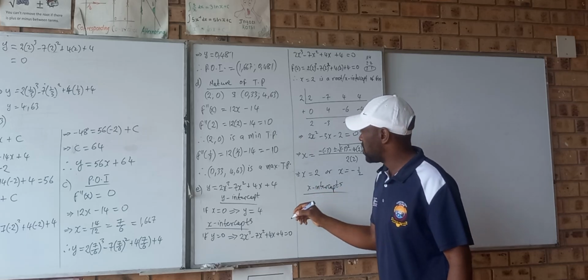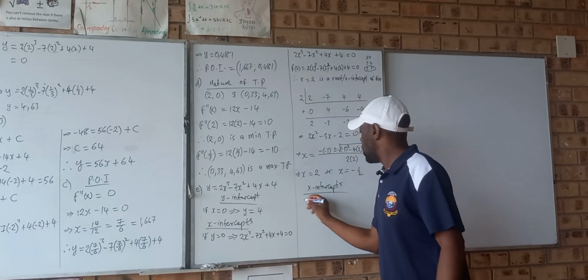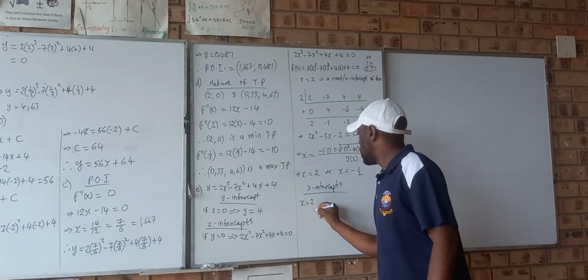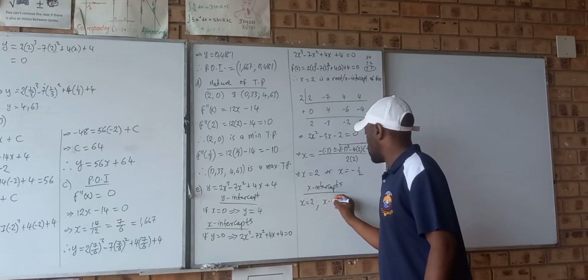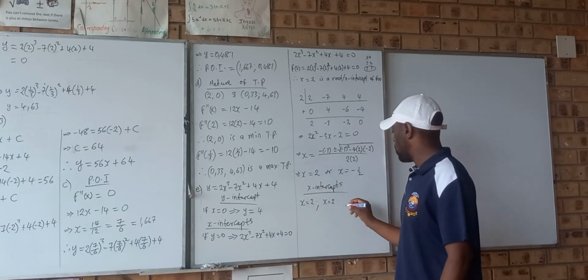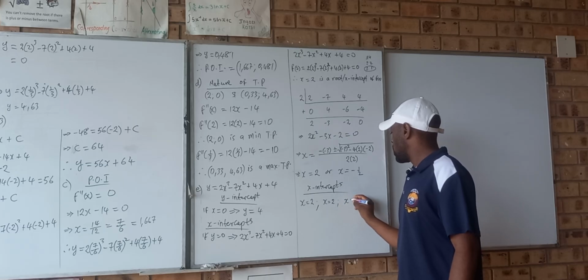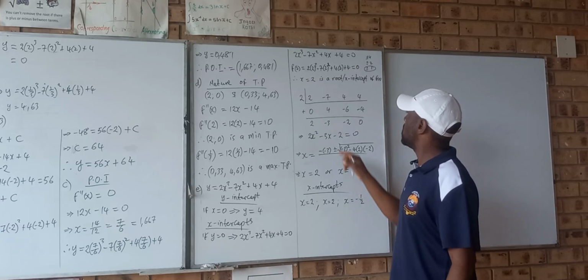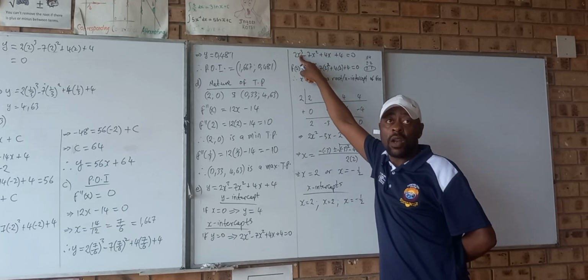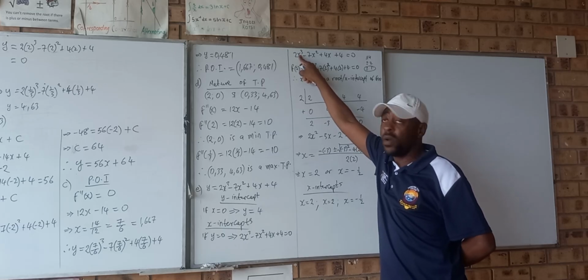I got the first one through trial and error. It was x equal to 2. The second one is another x equal to 2. So x equal to 2 is a double root. Then we get x equal to negative a half. So you can see it's indicating to you that your graph is supposed to touch the x-axis 3 times.